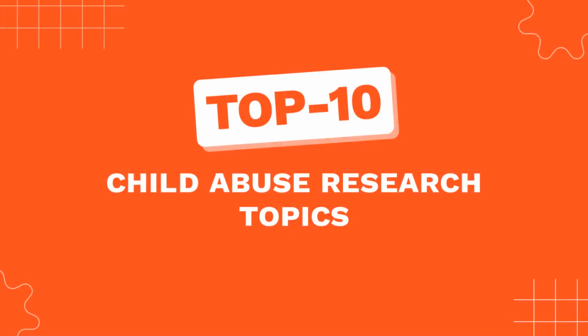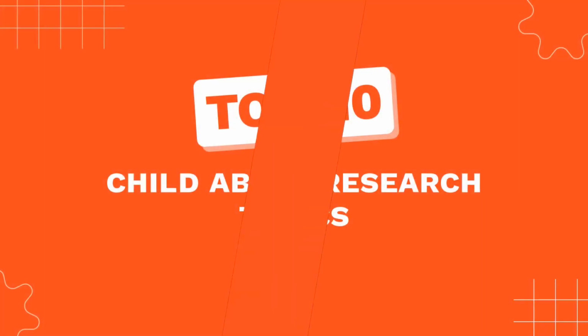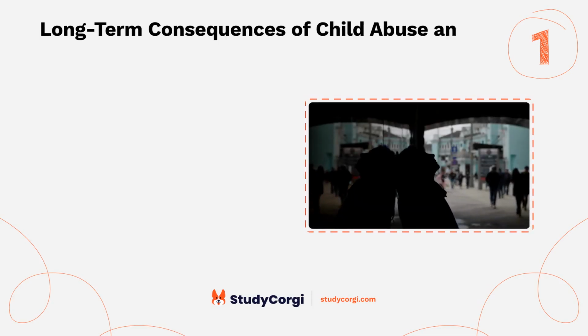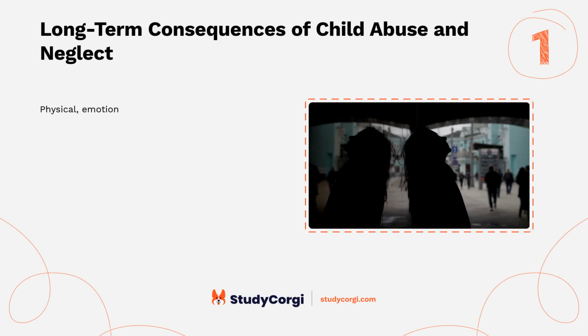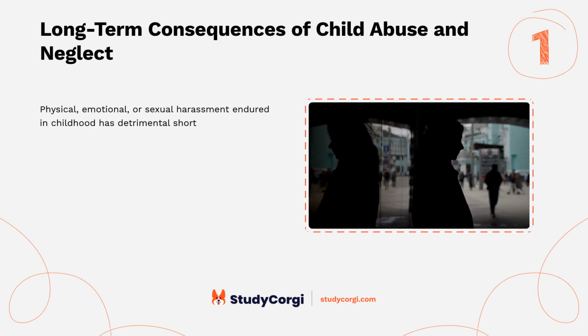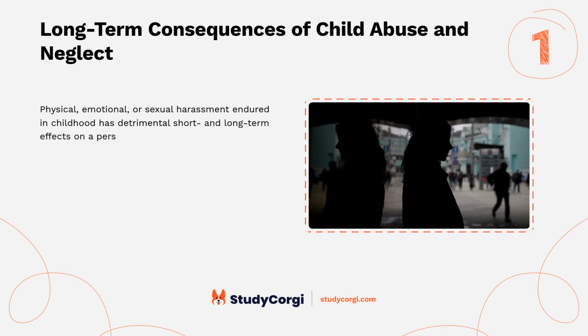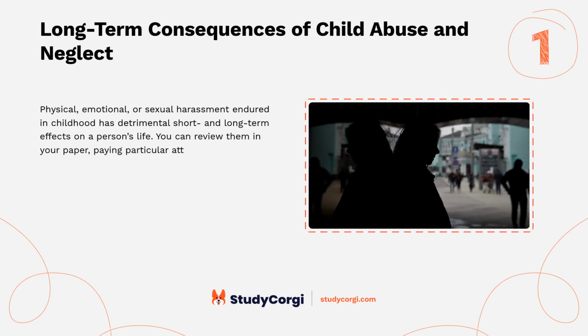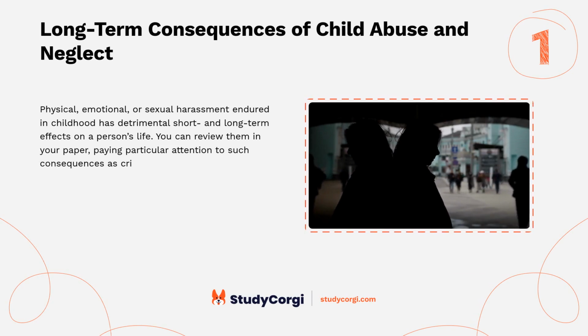Top 10 Child Abuse Research Topics. Long-term consequences of child abuse and neglect. Physical, emotional, or sexual harassment endured in childhood has detrimental short and long-term effects on a person's life. You can review them in your paper, paying particular attention to such consequences as criminal acts and drug abuse.